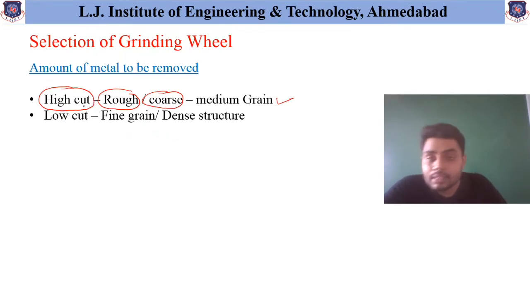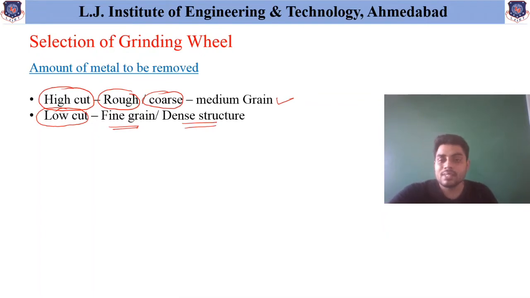And if the material removal required is very little, that means a lower cut is required, then very small size particles are used, which are called fine grain, and the structure used is the dense structure. These are the basic standard uses of these different types of materials, structures and grains, which depend on the specific application.